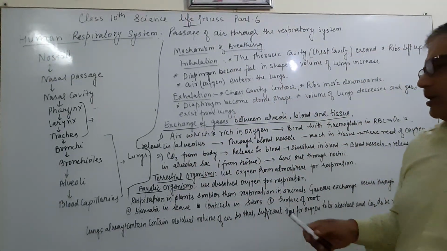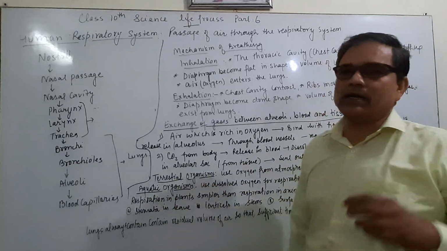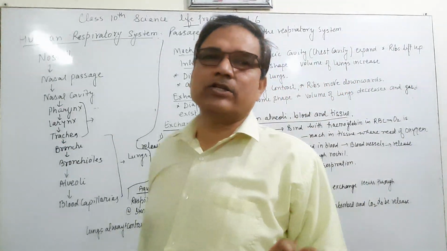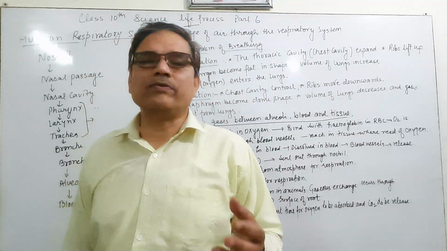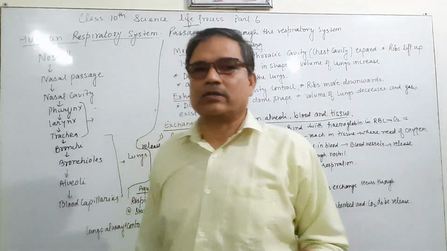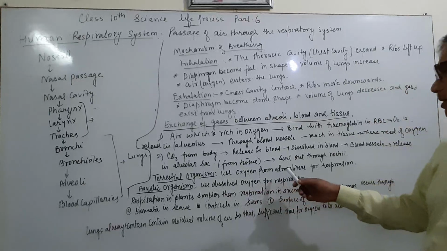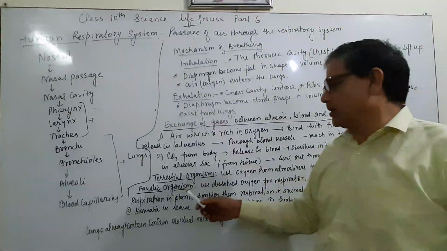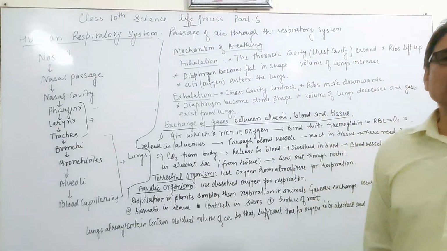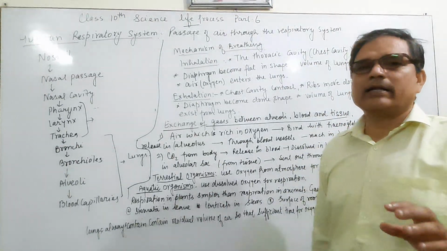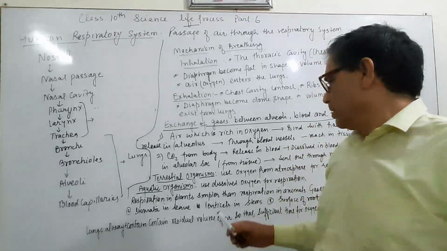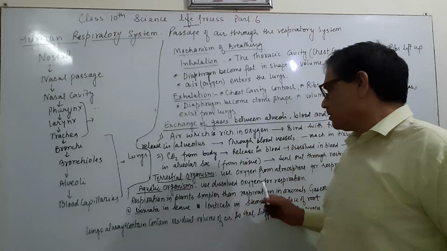Here are terrestrial organisms and aquatic organisms. What is a terrestrial organism? Terrestrial organisms are those organisms which live on the surface. Terrestrial organisms take oxygen from the atmosphere. I think you have done this one. Aquatic animals, the animals which live in water, take oxygen from water in dissolved form.